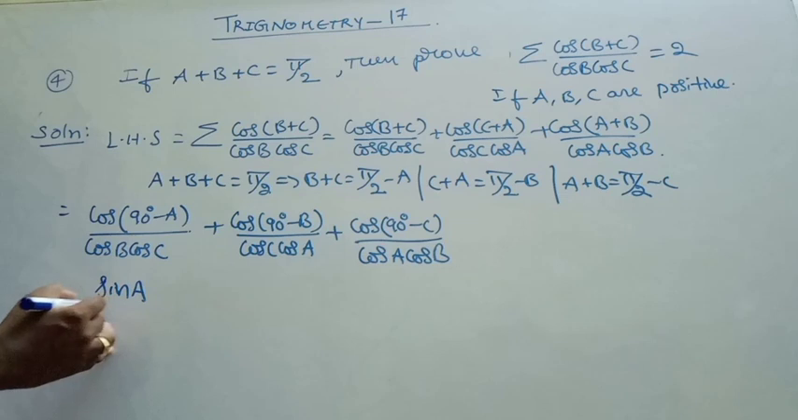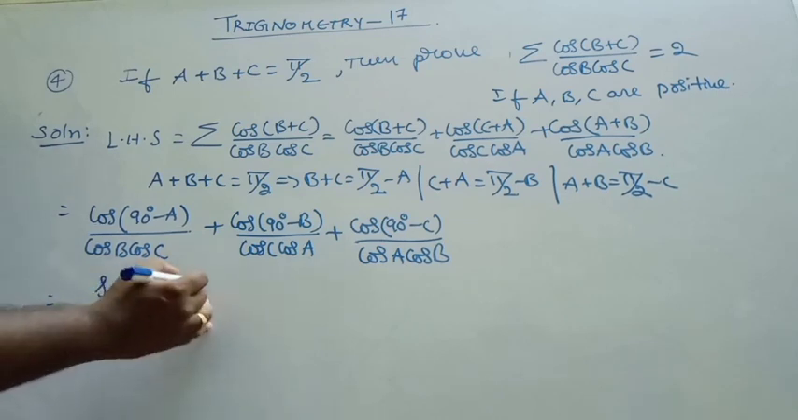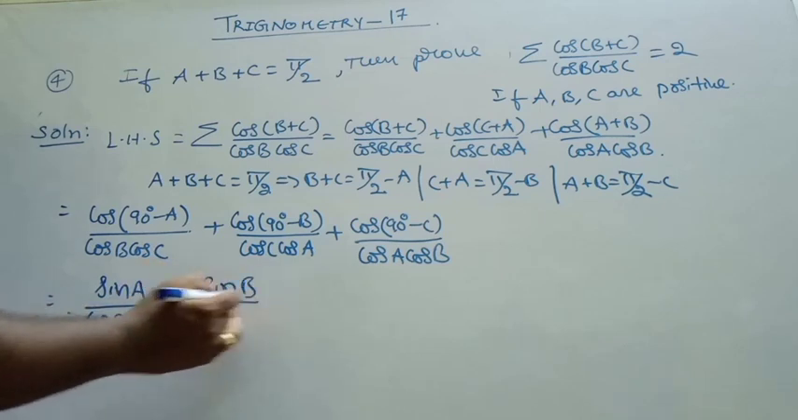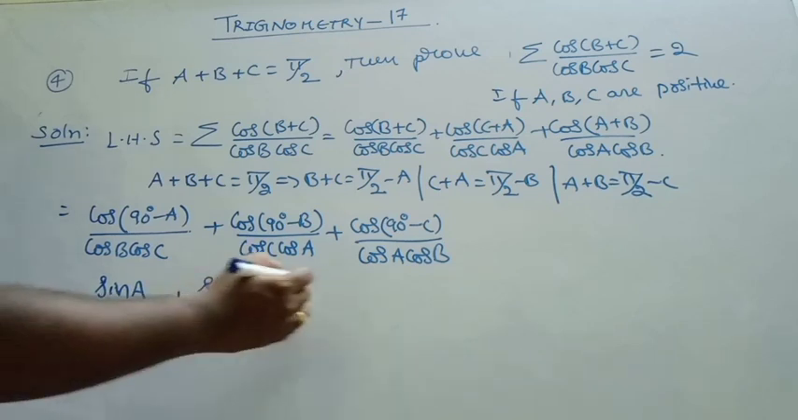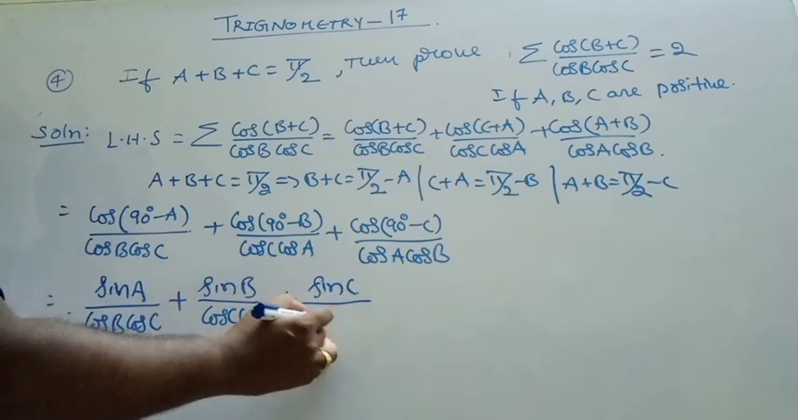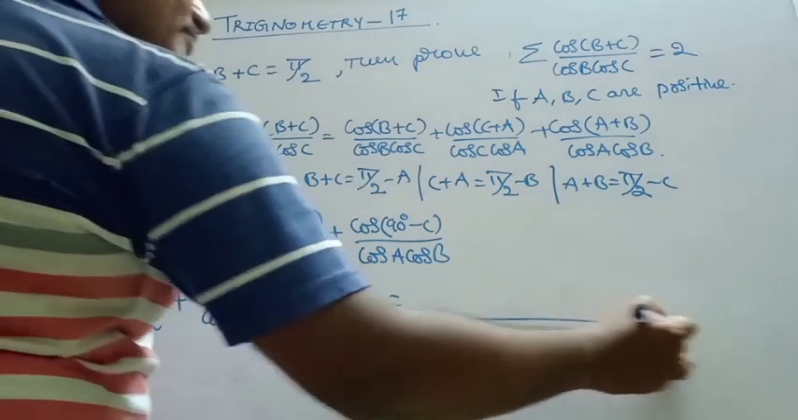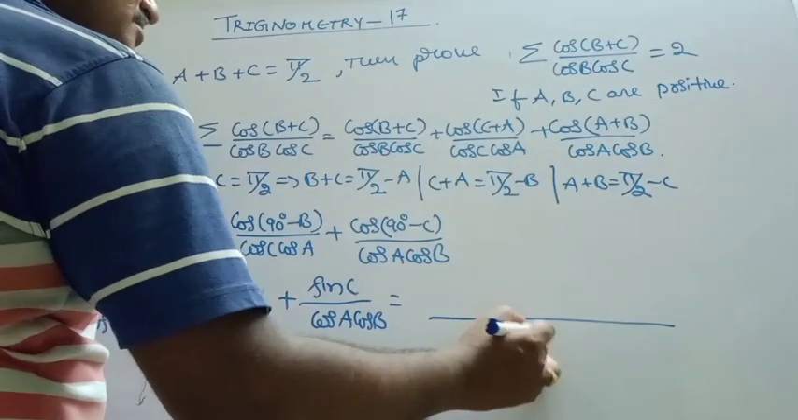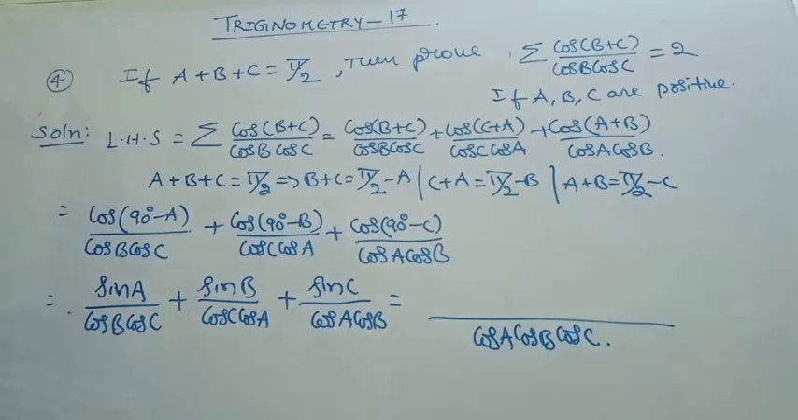Sin A by cos B cos C, plus sin B by cos C cos A, plus sin C by cos A cos B. If you take the LCM totally as cos A cos B cos C, wonderful. Here cos B cos C is there, therefore you are going to get cos A.